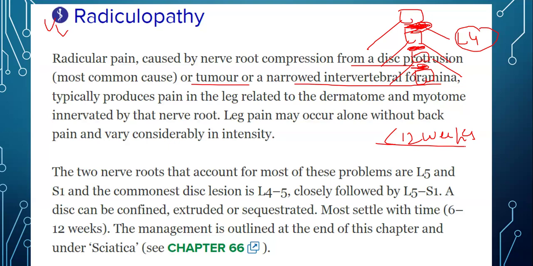Okay? But if there is a progressive numbness, progressive loss of sensation in a very short period of time, then yes, that patient will need an MRI. Even after 3 months of this treatment, if the patient is still in pain, then sometimes you can order an MRI for this radiculopathy patient. But even before that, if you want to do a CT, that's totally fine. CT is also not a bad investigation to look into the nerve roots and everything.